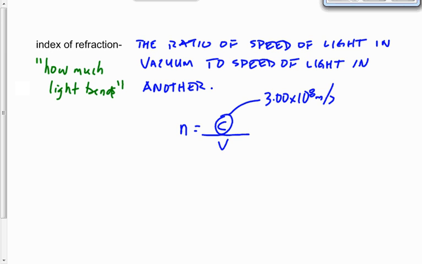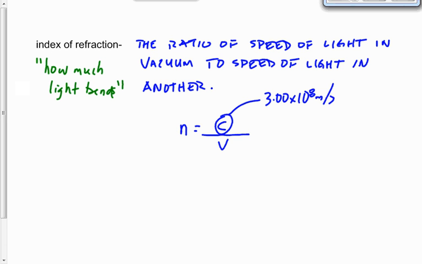Which one causes light to bend more? Water, that has an index of refraction of 1.4, let's say, or glass that has an index of refraction of 1.5. Glass has a higher index of refraction. It has a bigger ratio of speeds, so it has a bigger index of refraction, which of course is going to cause light to bend more.